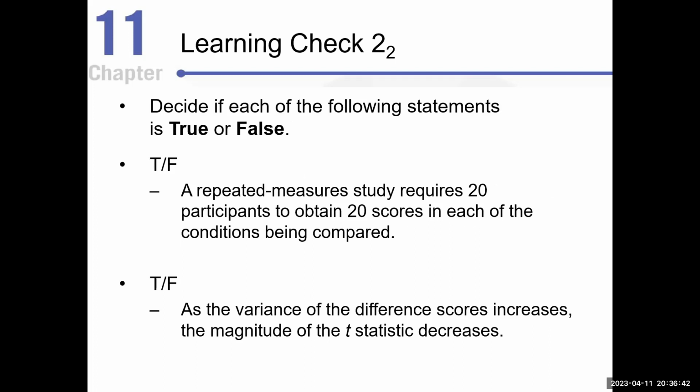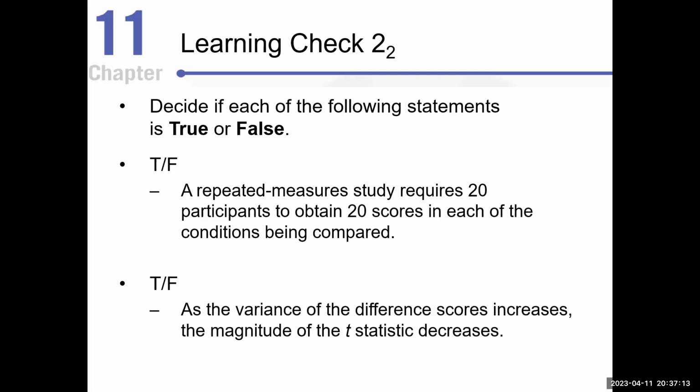Okay. True or false. It says a repeated measures study requires 20 participants to obtain 20 scores in each of the conditions being compared. And then it says, as the variance of the different scores increases, the magnitude of the t statistic decreases. Okay. So the first one, that one is going to be false. The second one will be true. First one is true. Second one is true.